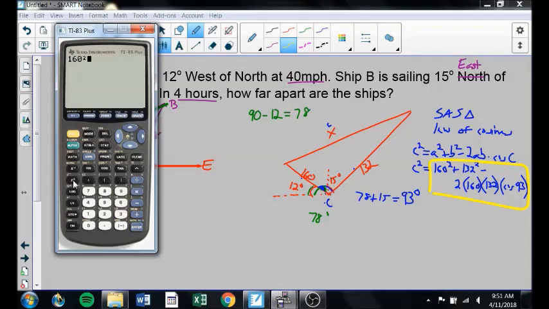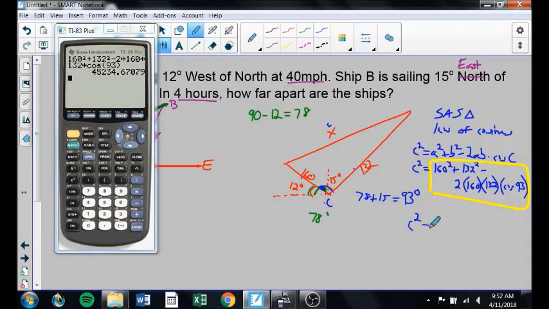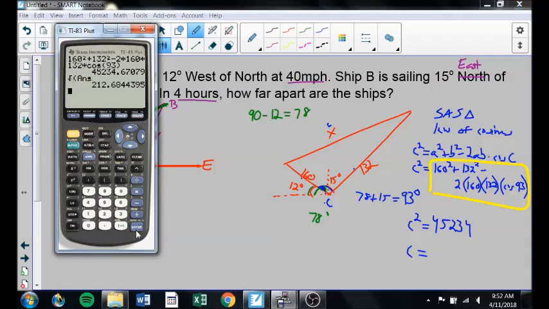160 squared plus 132 squared plus, nope, minus 2 times 160 times 132 times the cosine of 93. Of course, make sure your calculator is in degrees and not radians. That gets you that big old honkin' distance. But remember, that's c squared. C squared equals that number, 45,234. So c equals the square root of that. The square root of my previous answer is 212.